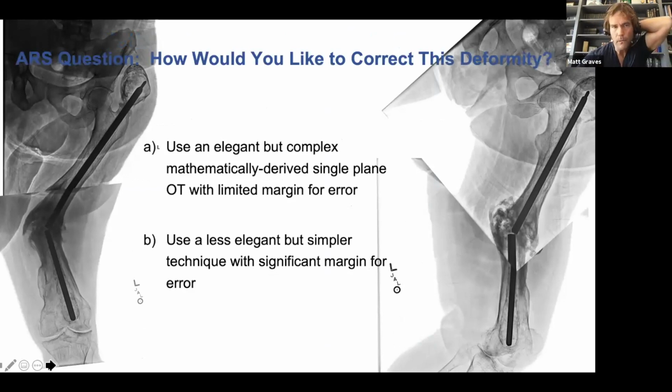But I want to ask you a question. If this is the deformity that you need to correct, do you want to use an elegant but complex mathematically derived single plane osteotomy with a limited margin for error? Or do you want to use a less elegant but simpler technique with significant margin for error? And I'll tell you, it depends on the day for me.